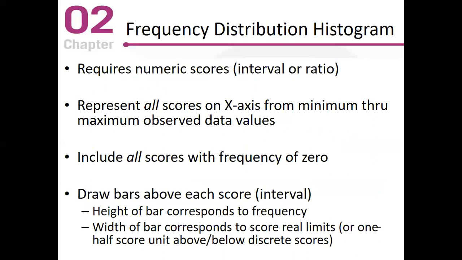So a frequency distribution histogram requires that we have numerical data, and it could be interval or ratio. Basically, this is just like the graph we just saw. The bars are drawn above each score, and the height of the bar corresponds to the frequency, and the width of the bar takes into account the real limits of the interval. We always want to include scores with a frequency of 0, to be honest.